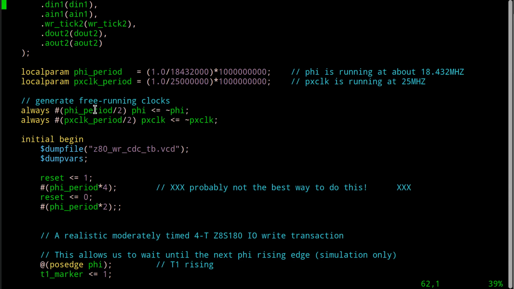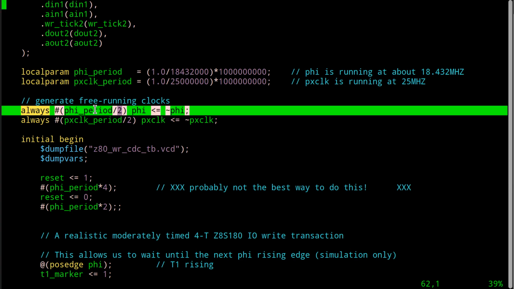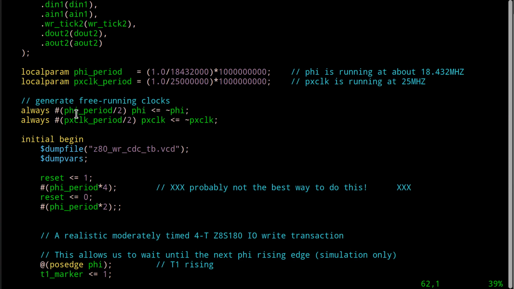So I'm going to create a free running clock. I've shown you this before, and I'm going to do it like this. I'm going to use the period divided by 2, because remember, 180 degrees of that period is high, and the other 180 is low, and the thing just toggles up and down, up and down, up and down.